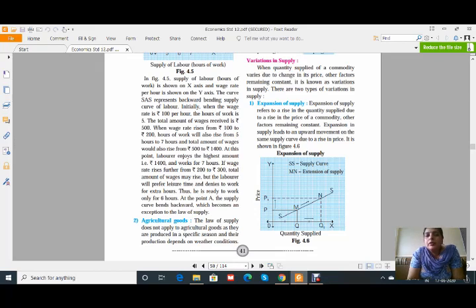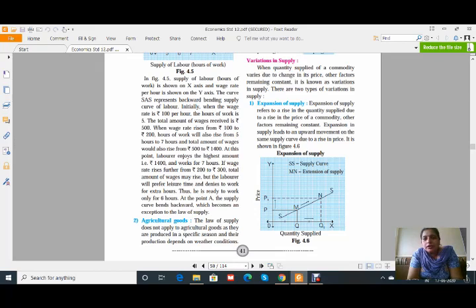See, this is one of the important ones, that there is a change in price, not the other factors. Already we have seen the determinants of supply. In that case, there are so many factors which can increase or decrease the supply. Here, only one factor is considered, that is the price. And if there is a change in price, there is an expansion or contraction of the supply.